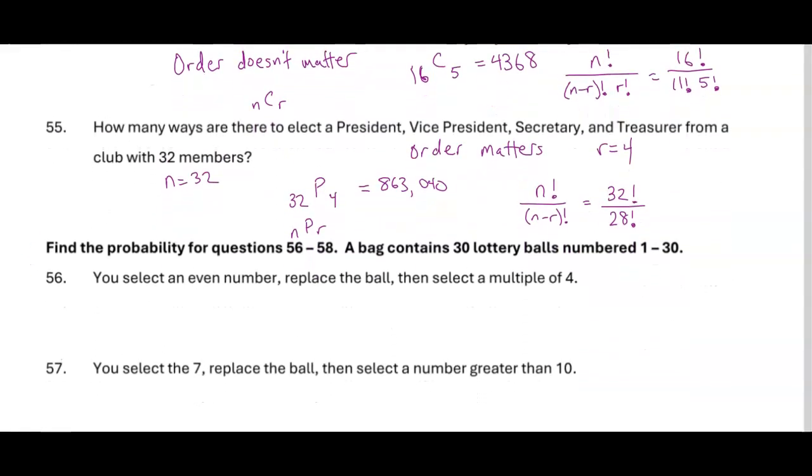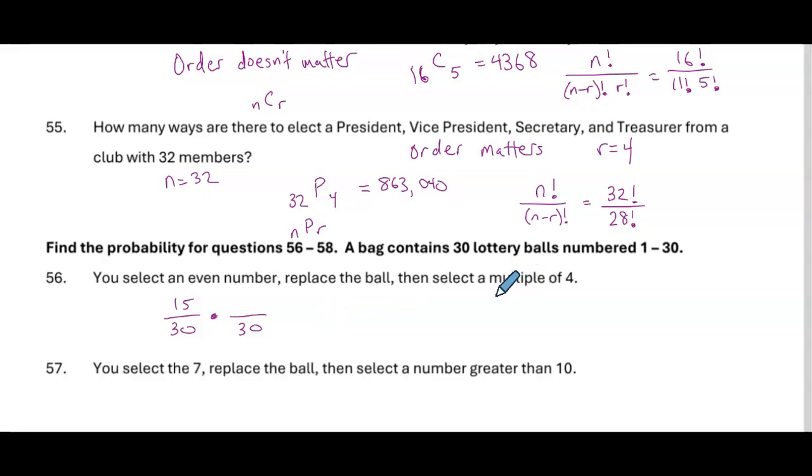Okay, number 56. We're trying to find the probability, so we need to do a fraction for this. We have 30 total lottery balls. Select an even number, replace the ball, then select a multiple of 4. All right, in any set of numbers, the evens, there's going to be half of them, right? So from 1 to 30, there are 15 even numbers out of 30. Now, since I'm replacing the ball in the second fraction, which is done with multiplication, I also will have 30 balls available because I did not leave it out. I put it back in.